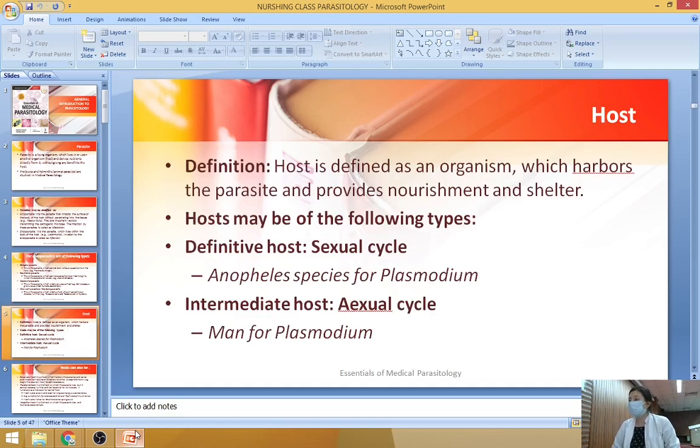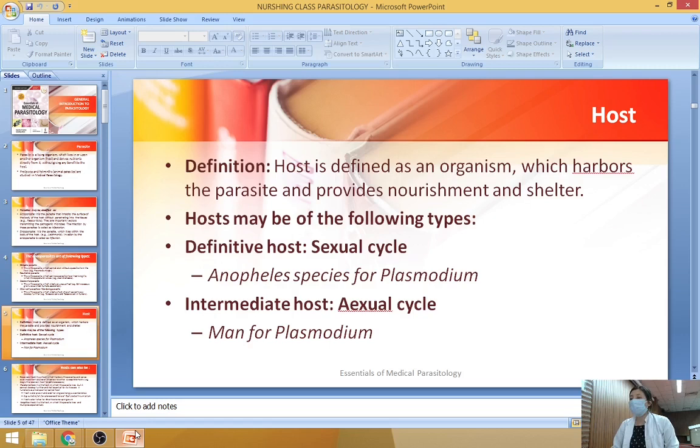Now, what do we mean by host? A host may be us, human beings, or animals or anyone, but the parasite has to come and infect us. A host is defined as an organism which harbors the parasite and provides nourishment and shelter. Suppose we are the host, and take Plasmodium, that is, the mosquito. The mosquito is the parasite because it comes and infects us, and we are the host. That means we are giving nourishment to them, right? So we are the host. That is the example of a host.